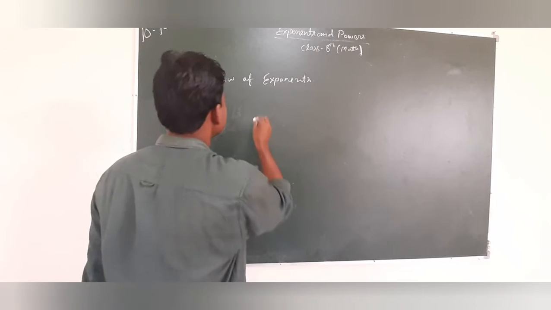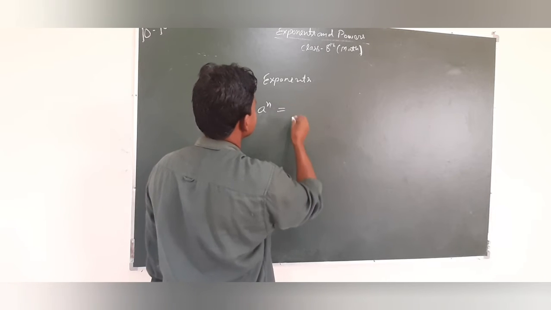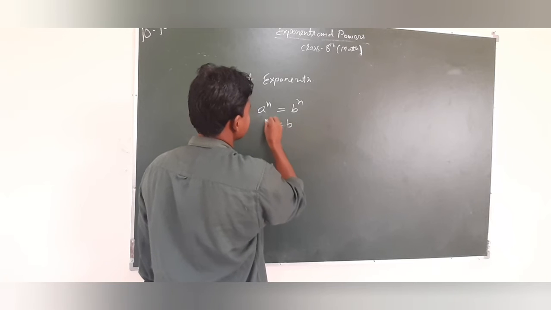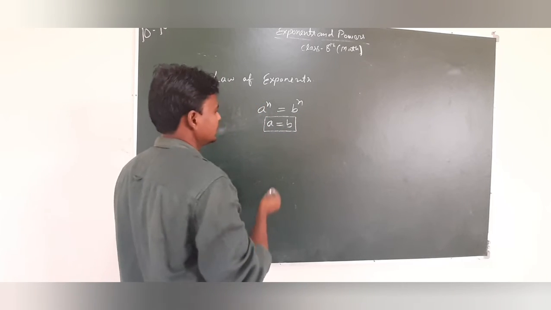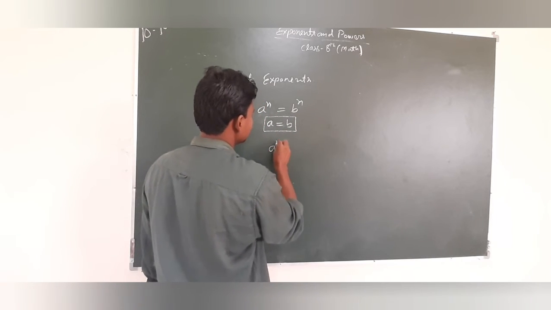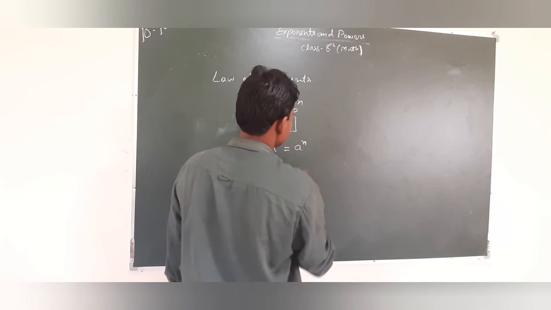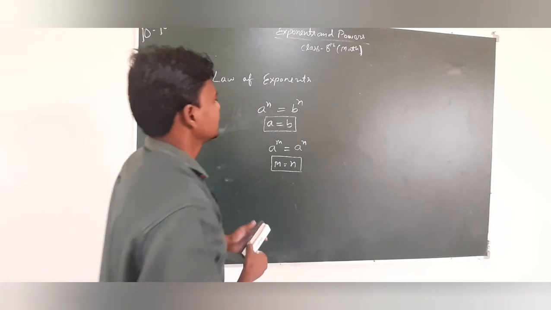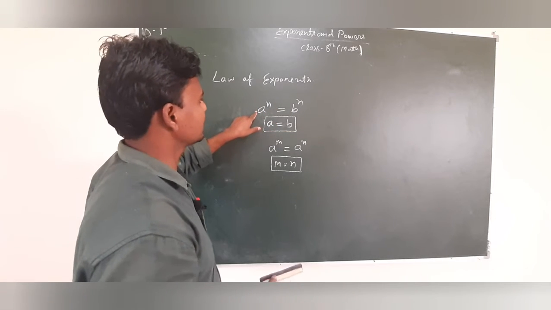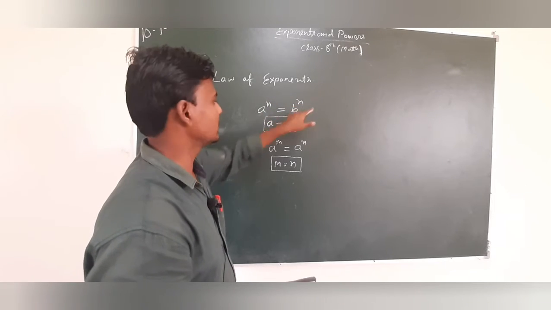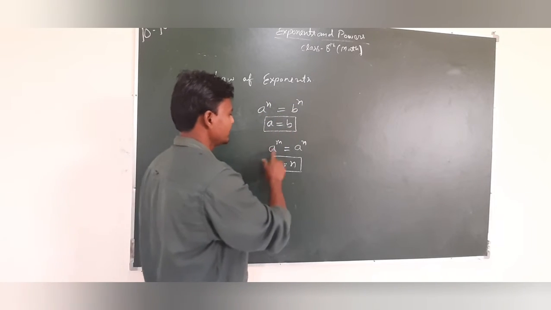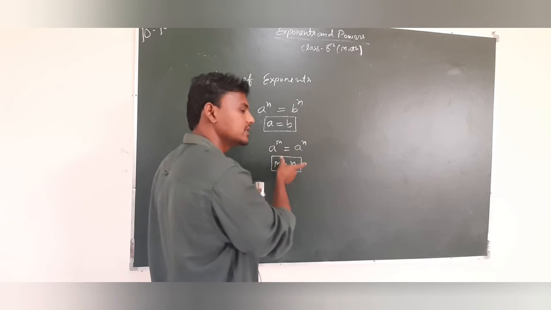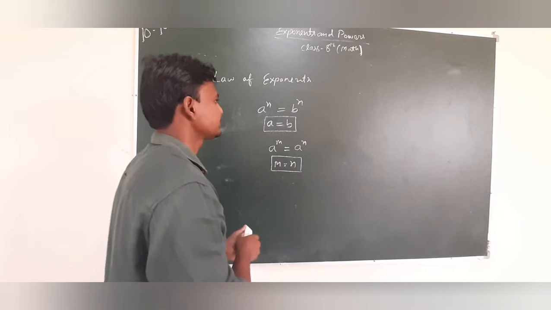Next, if a to the power n equal to b to the power n, then a equal to b. And if a to the power m equal to a to the power n, then m equal to n. If the bases are different but the powers are equal, then the bases are equal. If the bases are the same and the powers are different but both sides are equal, then the powers will be equal.